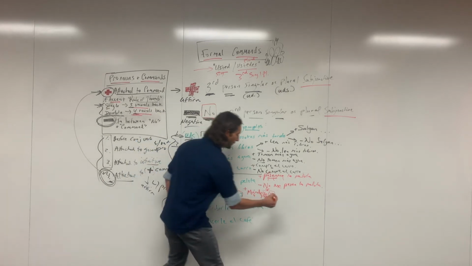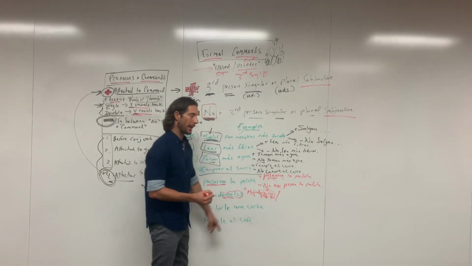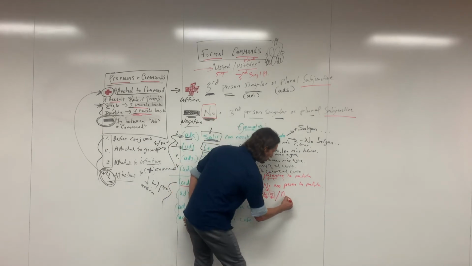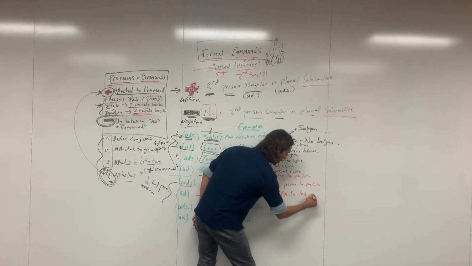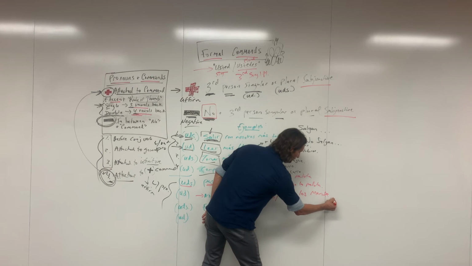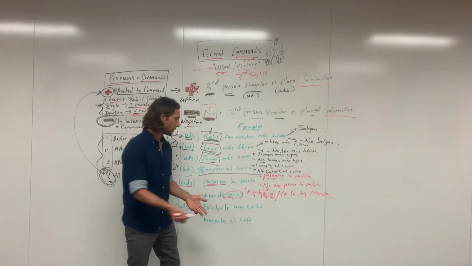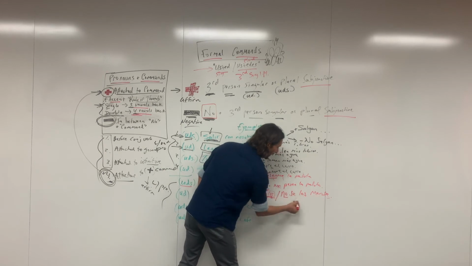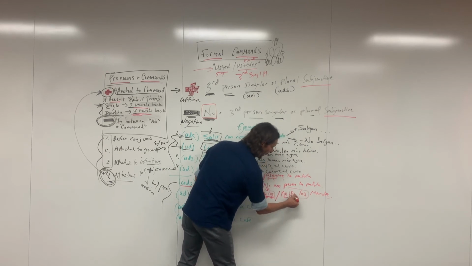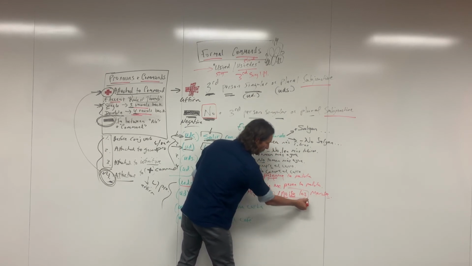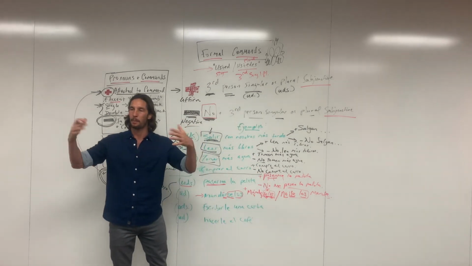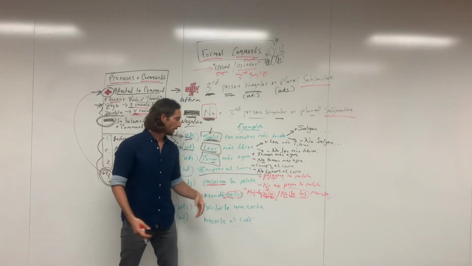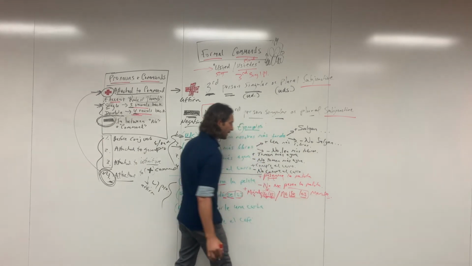And then I'm going to do the negative right here. So we would do no se los mande. Now again, notice this got put between no and the command, and it still stays as indirect object pronoun, direct object pronoun. It just becomes two separate words. And so, no se los mande.